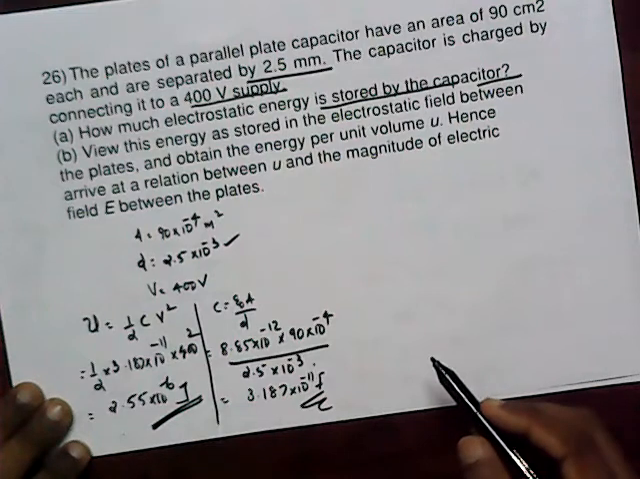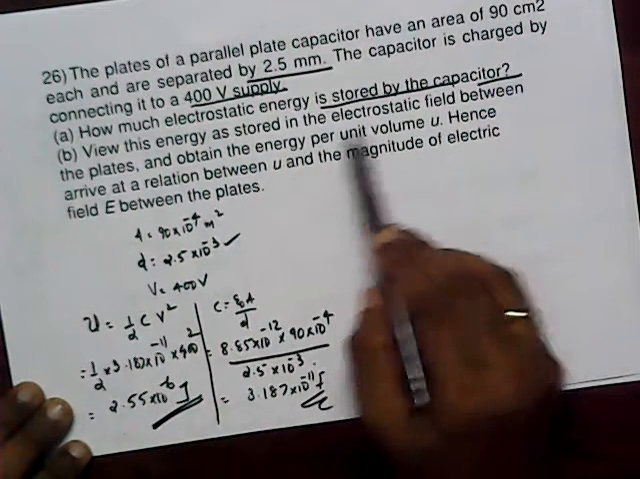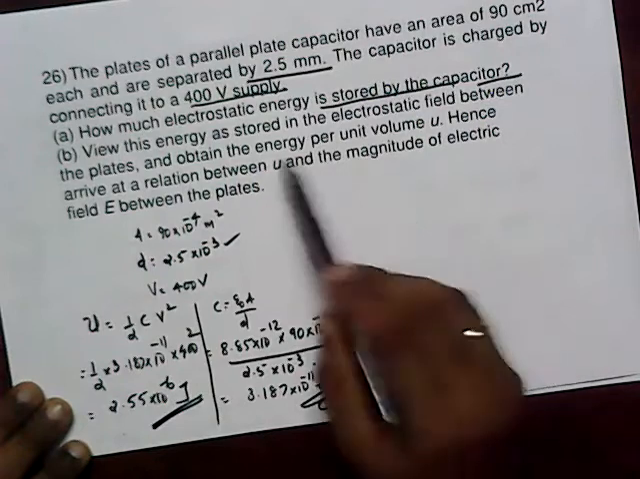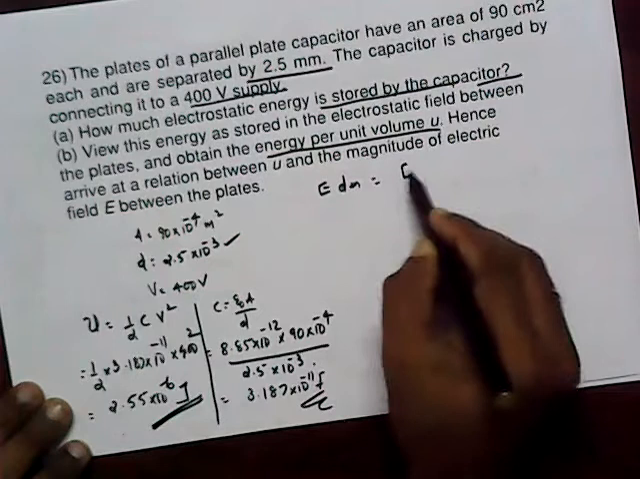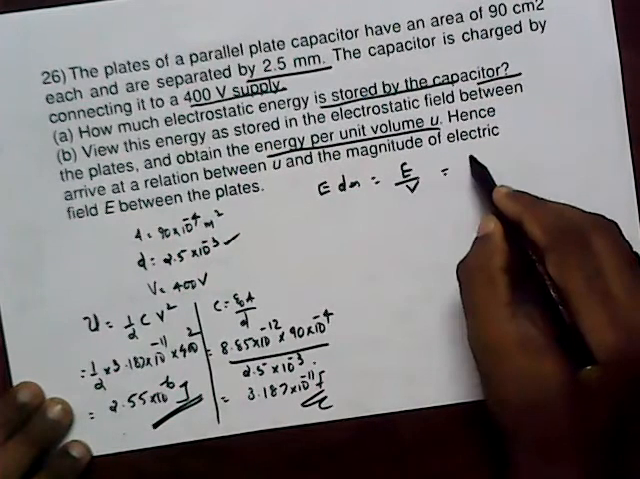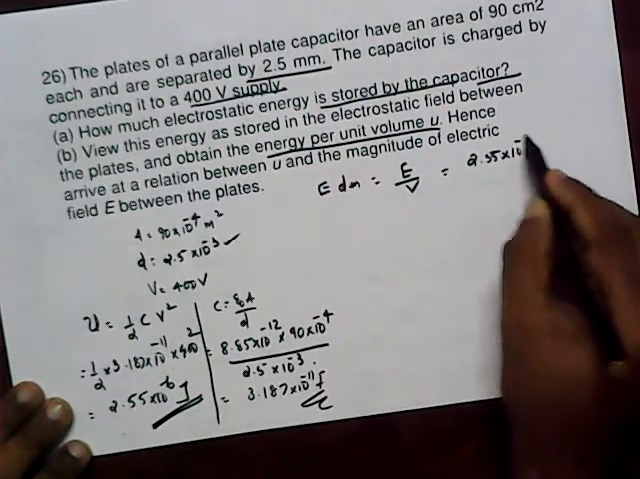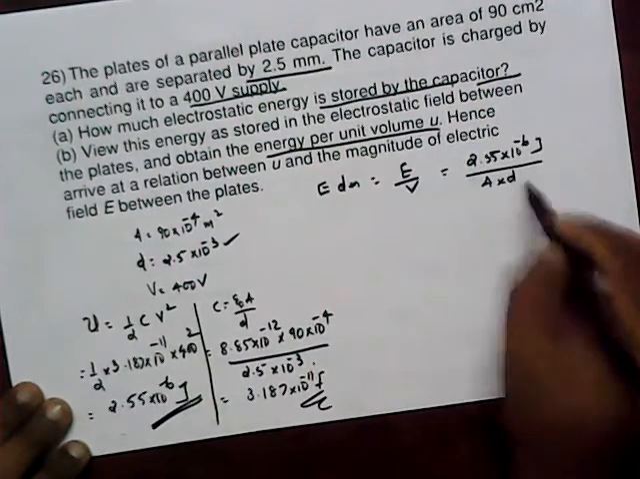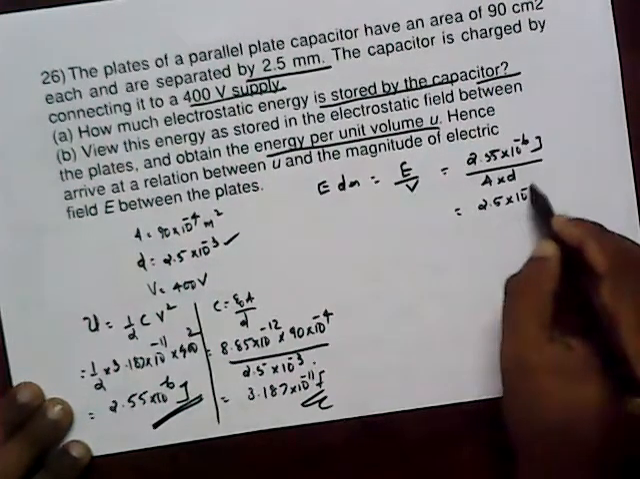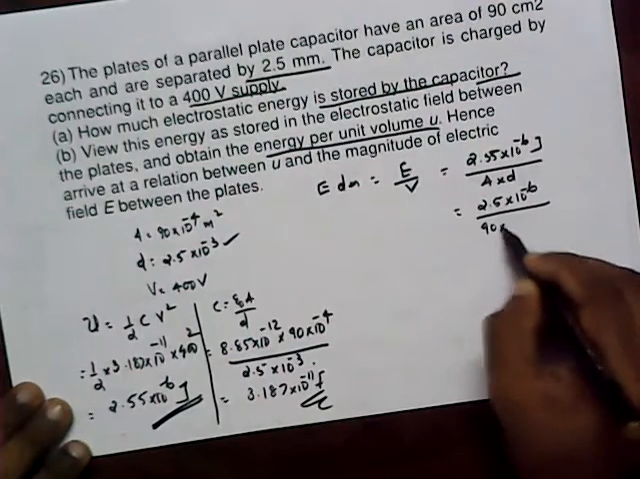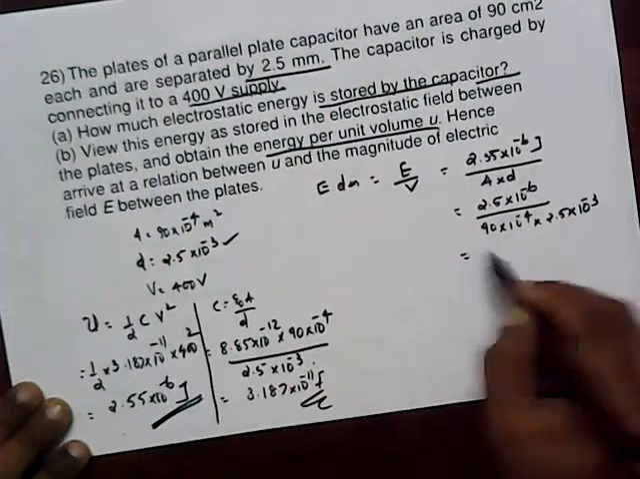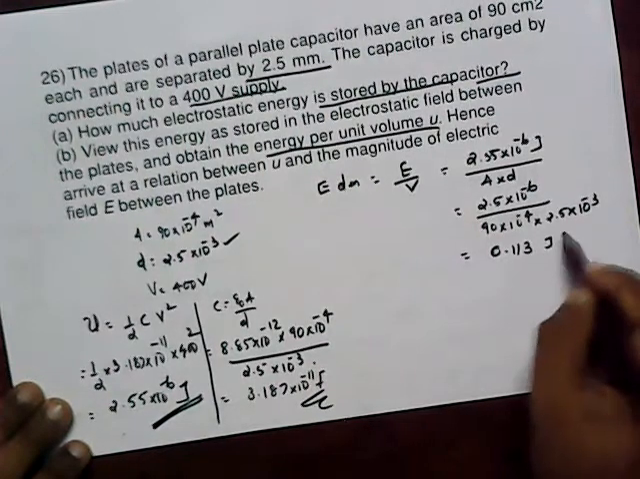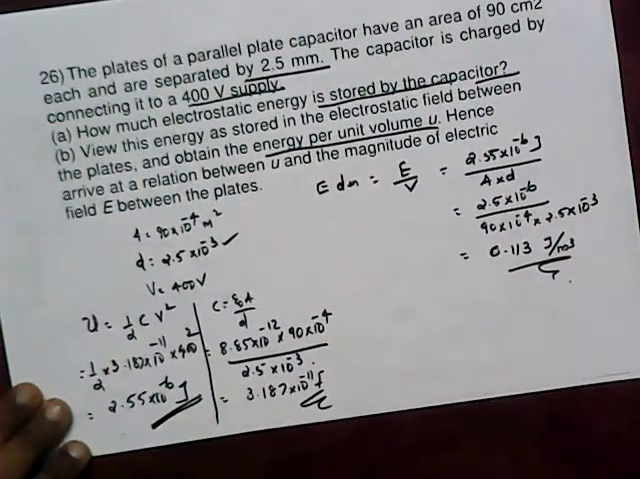Then the concept is what? View this energy as stored in the field between the plates and obtain the energy per unit volume. That is the energy density, energy by volume. The energy is 2.55 × 10^-6 joule, divided by the volume. Volume is area into the separation, so 90 × 10^-4 into 2.5 × 10^-3. And you get the value as 0.113 joule per meter cube.